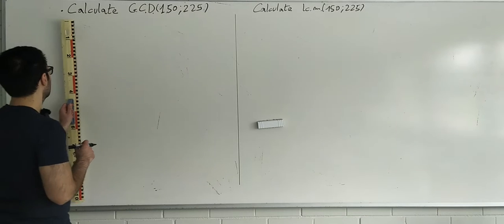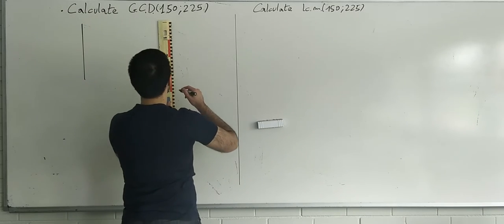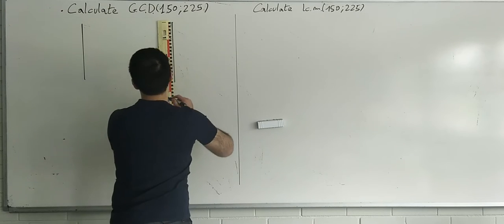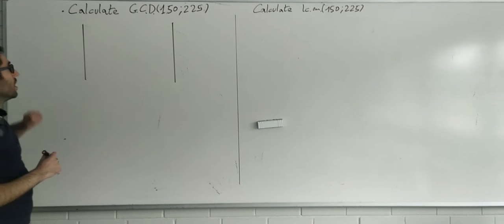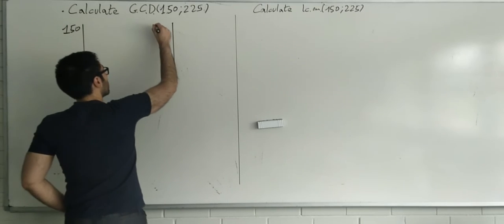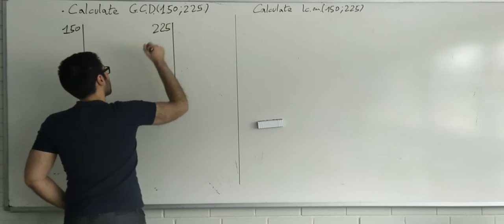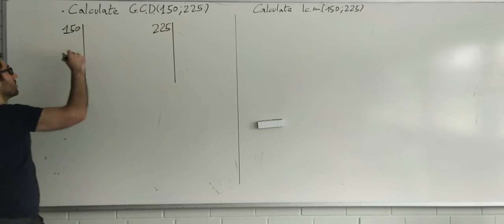So I suggest starting by drawing a vertical line. And we're going to write here on the left the number we want to factorize. Same thing here. Let's start with 150. We see that the number is even, therefore we can divide by 2. Let's start with that.